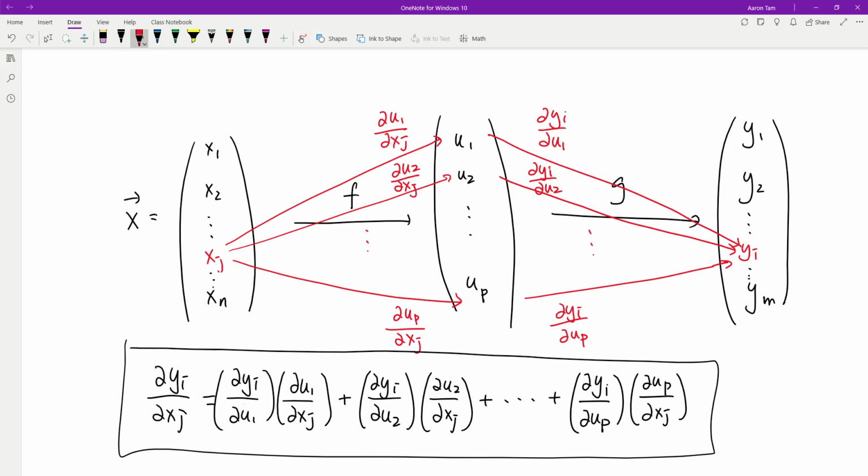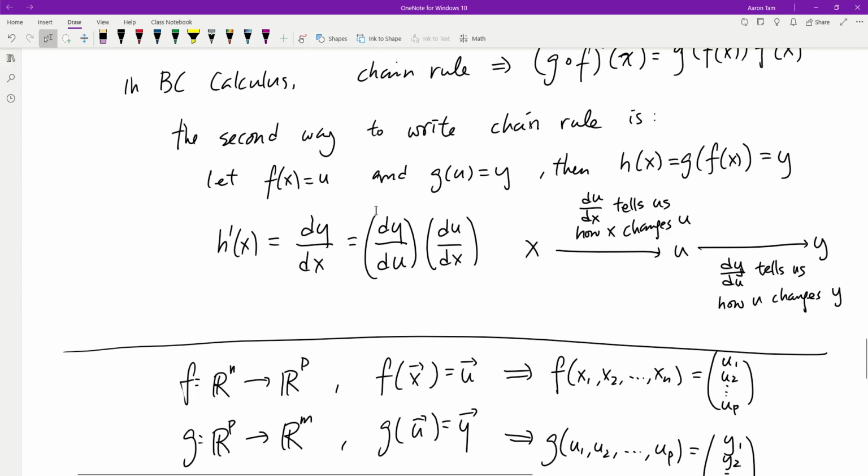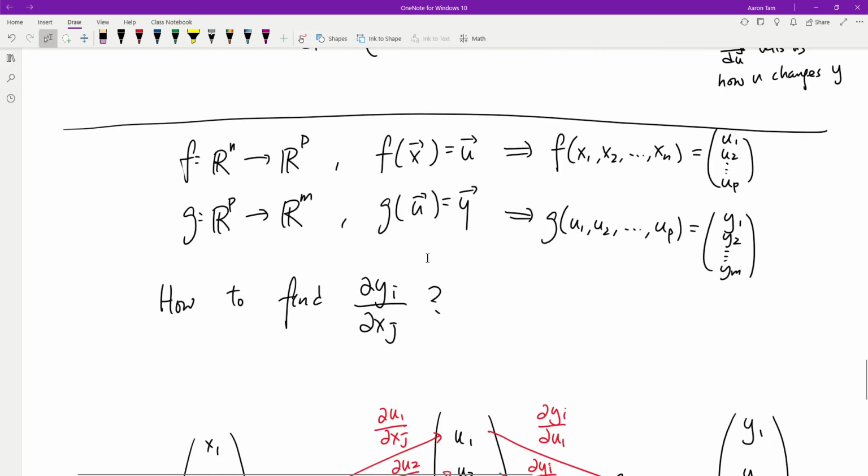Now, you might be thinking, how am I going to remember this? Well, actually pretty simple. This is how. If you think about it, look at each of these pairs of products. Notice that these two are always the same. Okay, and that is exactly how the chain rule works from BC calculus, is that you have the du in the bottom of the first derivative and the top of the second derivative. So in a sense, they kind of cancel out.